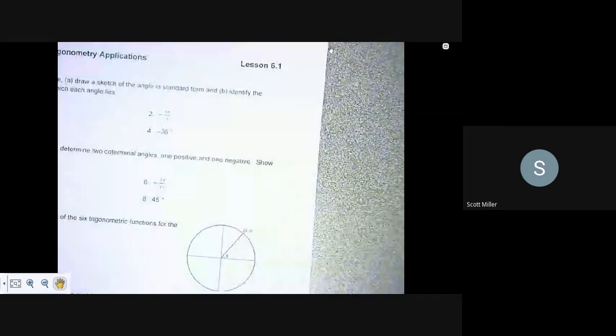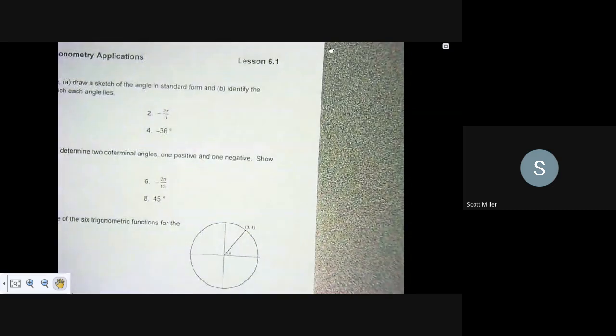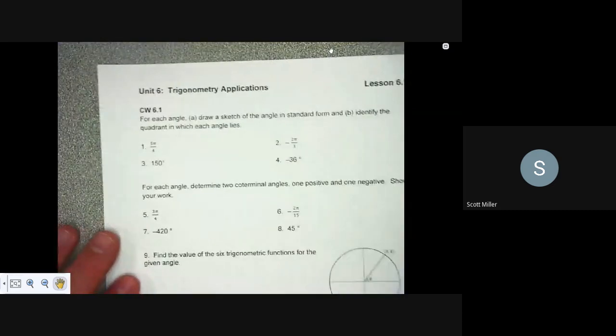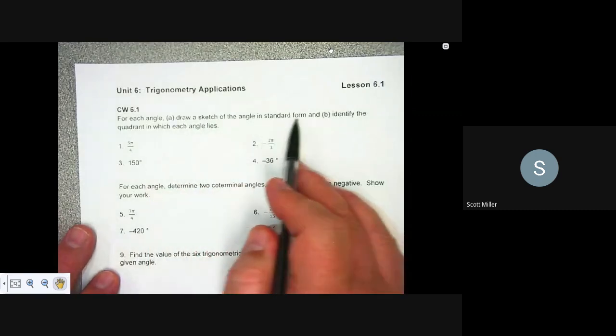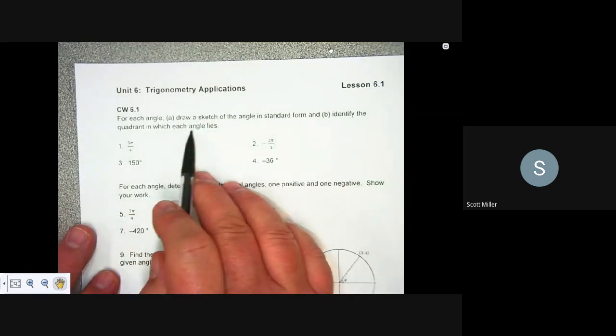So that's the preliminary information. We're going to do some problems associated with this information. So let me show you that now. I'm going to go through the classwork over here for you guys. And so the first thing they want you to do is, for each angle down here, sketch the angle in standard form and identify which quadrant the angle lies in.